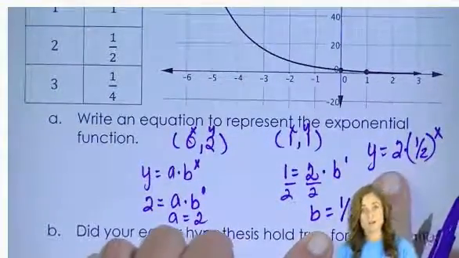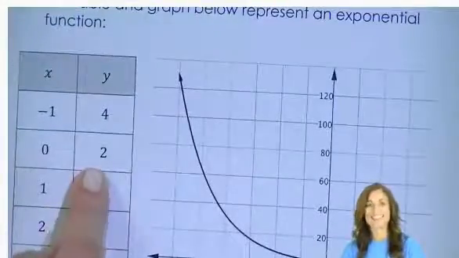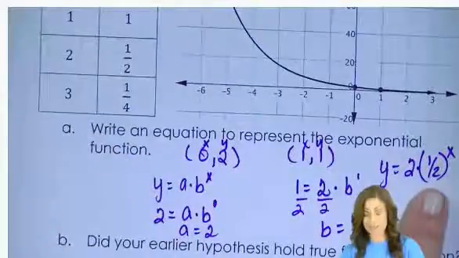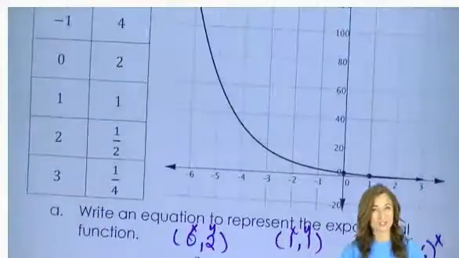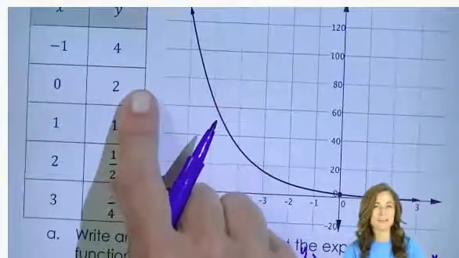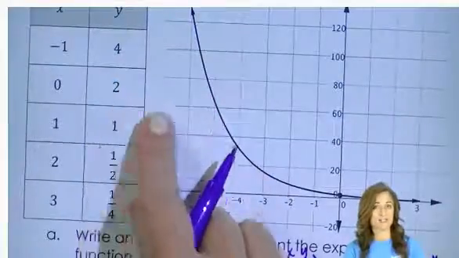Now, remember we said that the a was our y-intercept. Did that hold true? Yes, it is. We said that the b was our common ratio. Did that hold true? Are you multiplying by 1/2 each time? Yes, you are. 4 divided by 2 is 1/2.